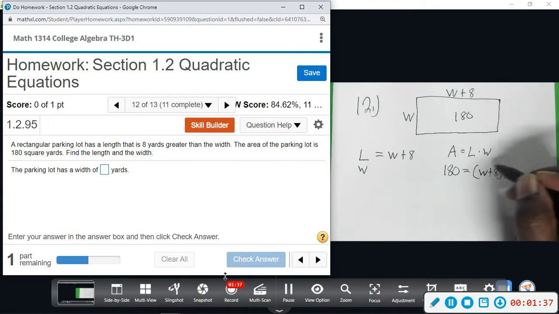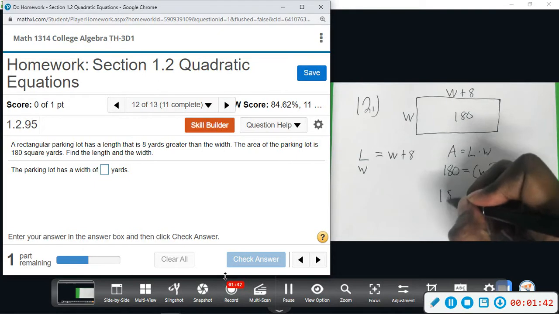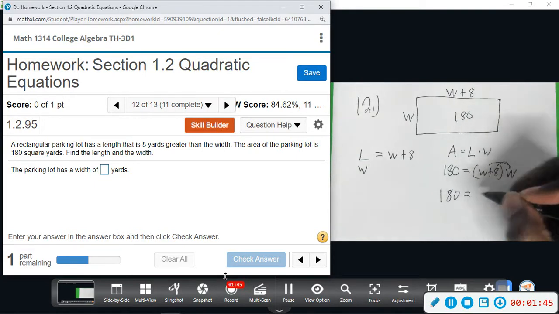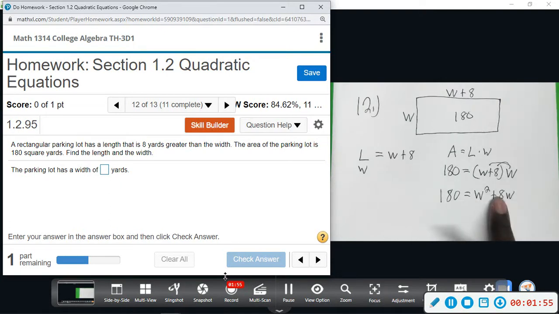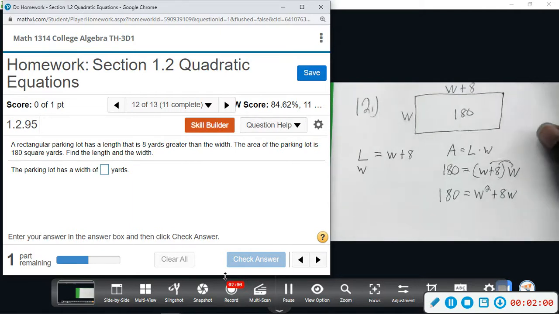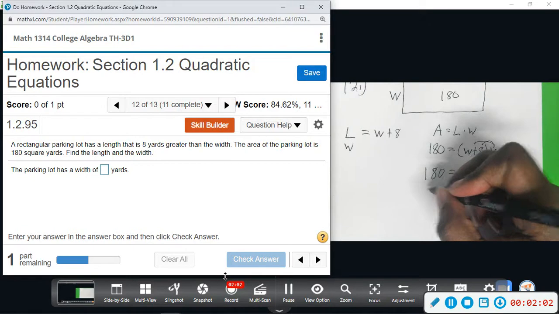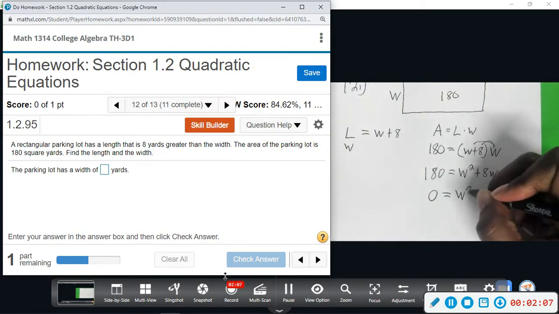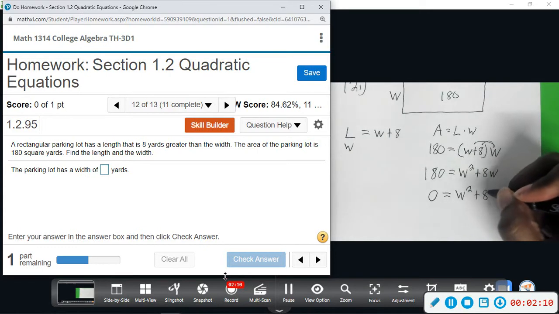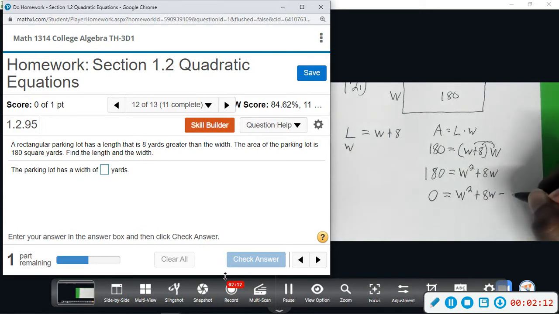If we distribute W throughout, we have 180 equals W squared plus 8W. So it almost looks like a quadratic. We're going to move the 180 over so everything is set equal to 0. So subtract 180. It's going to give us 0 equals W squared plus 8W minus 180.